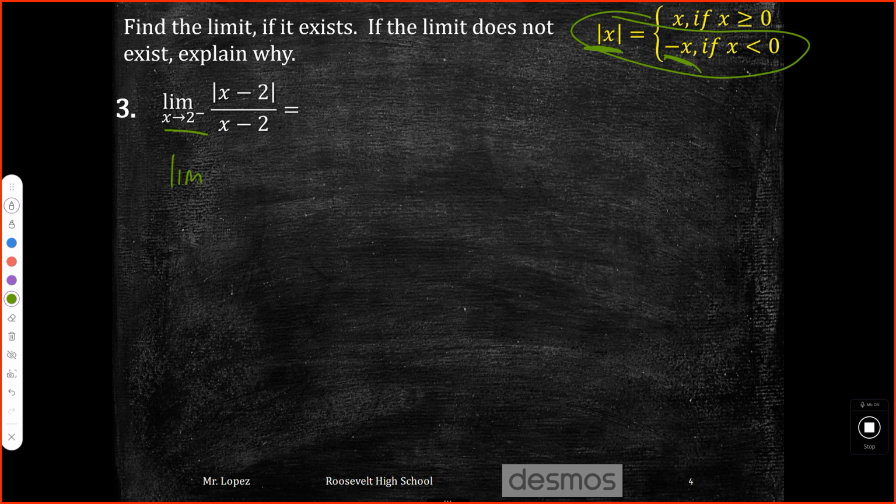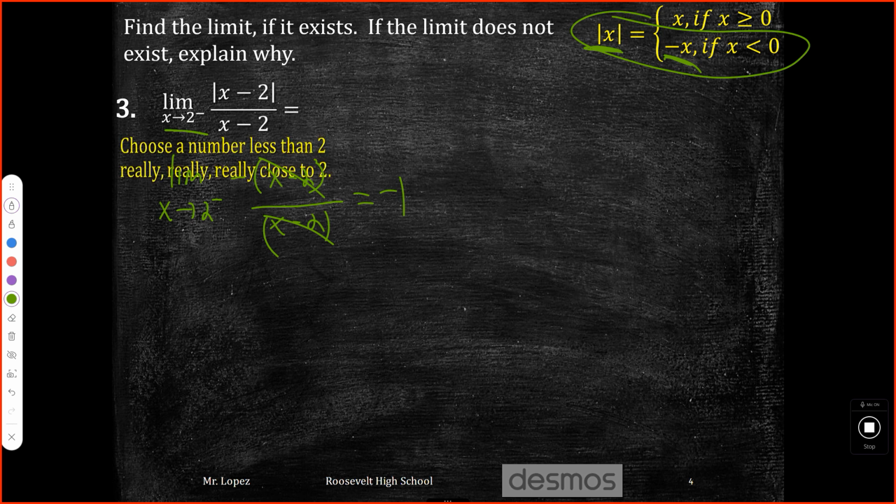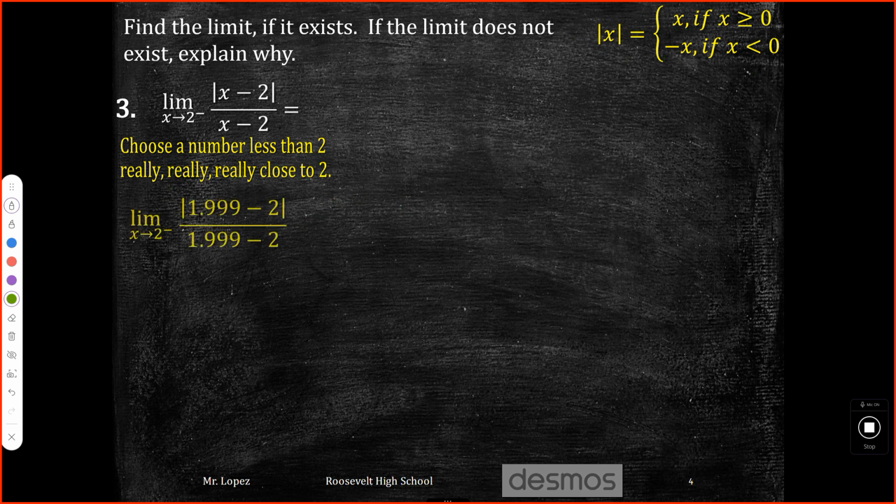So the limit as x approaches 2 from the left is going to equal negative x minus 2 over x minus 2. We can cancel out x minus 2 and x minus 2, so the limit will be negative 1, because that's what we're left with. The limit is negative 1. Another way of looking at it is to choose numbers, plug them in and work them out, and it will still be negative 1.